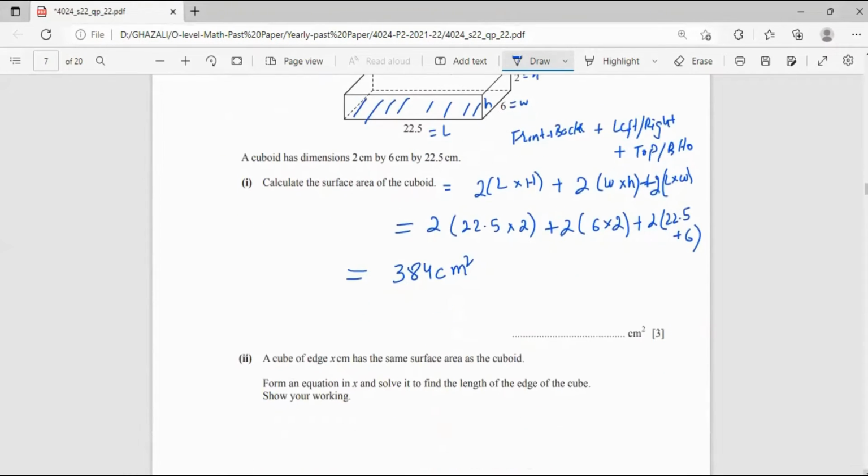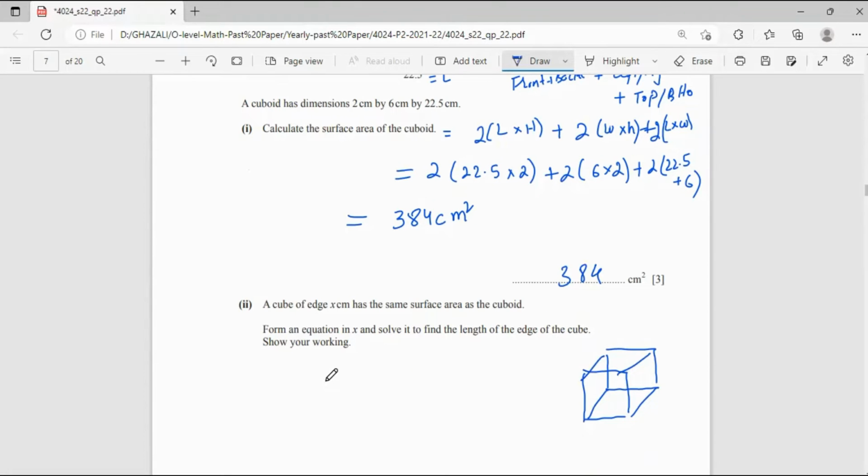Next part is 4. A cube of side x centimeters has the same surface area as the cuboid. Form an equation in x and solve it to find the length of the cube. Now the cube shape: all the faces of the cube are squares. Therefore the total number of faces is 6 and the area of one face is x into x. Let's suppose the lengths are x centimeters.